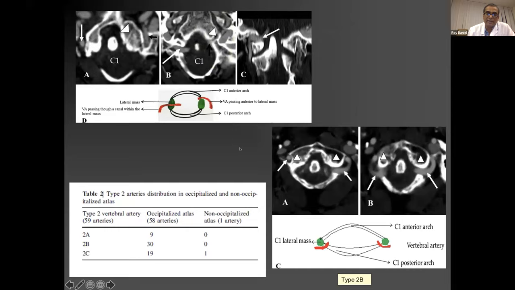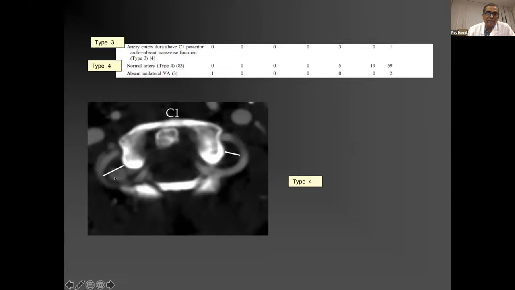And then you have the normal artery, that is type 4, and it goes above C1, but the transverse foramen is absent, which is type 3. So these are rarer variants.